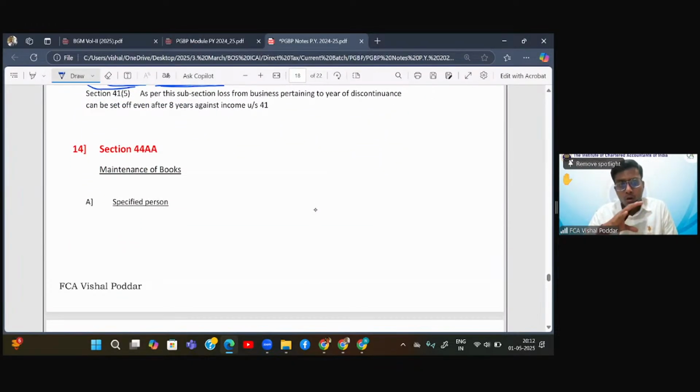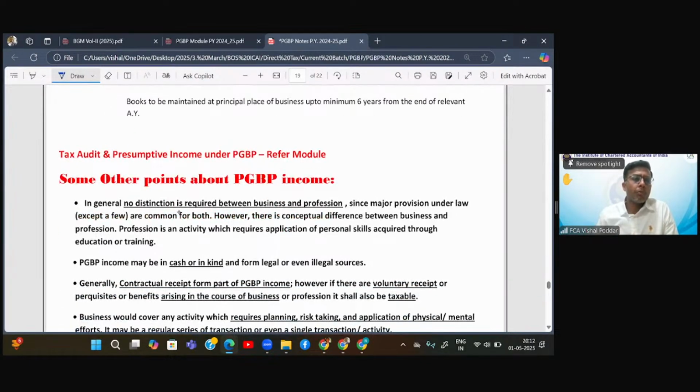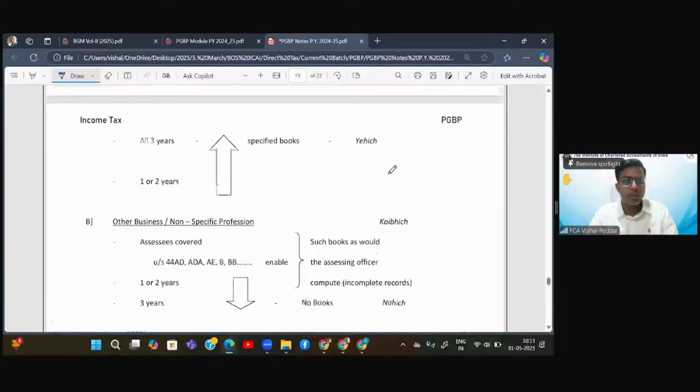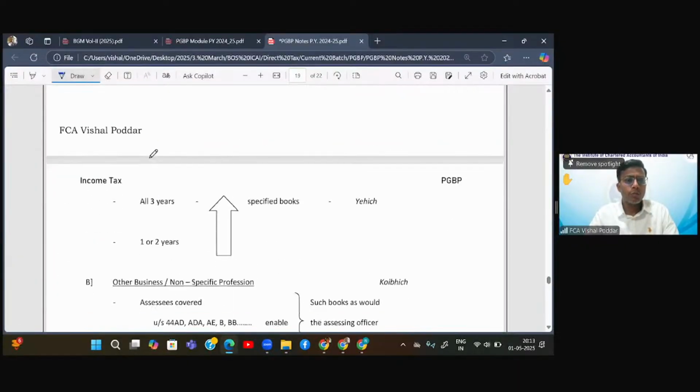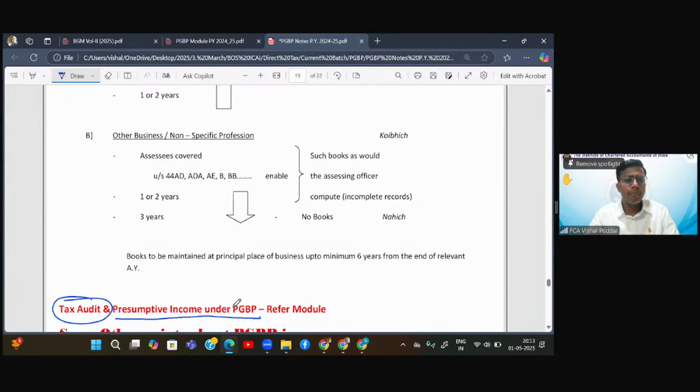Now, with this, we cover all sections on incomes and expenses. Now, there are 3 sections for some procedural part. Out of these 3 sections, first is maintenance of books. Second is getting your books audited. And then we have the third part, which is presumptive income. Now, we'll study this from our module, because module has covered this extensively. So 3 things we have to study: maintenance of books, getting the books audited, and the presumptive incomes under PGBP, right?